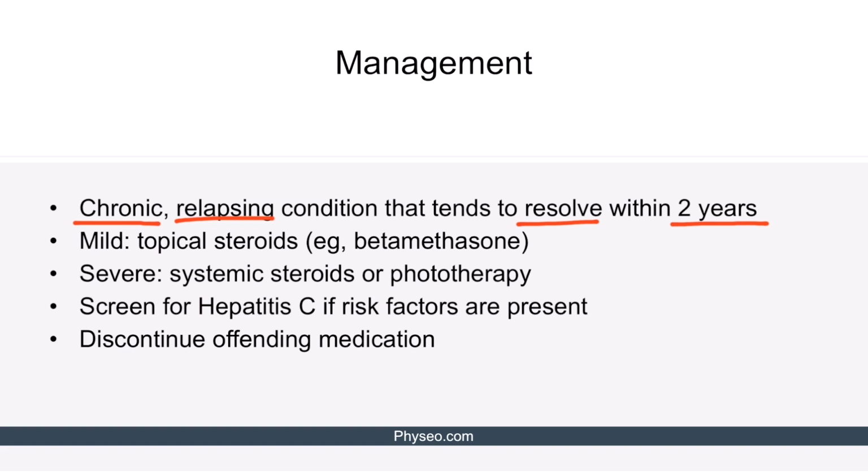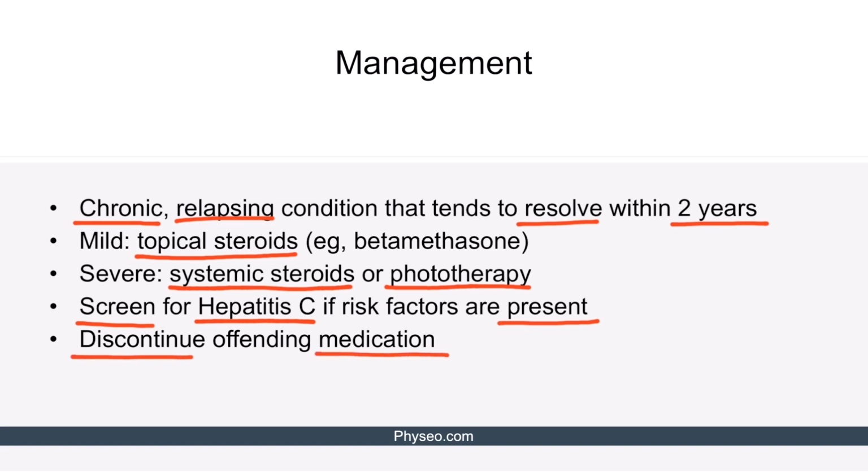Mild cases are treated with topical steroids, and more severe instances may require systemic steroids or phototherapy. We should screen these patients for hepatitis C if any risk factors for this, such as IV drug use, are present. Because many cases of this are drug-induced, we should also seek to discontinue any offending medications.